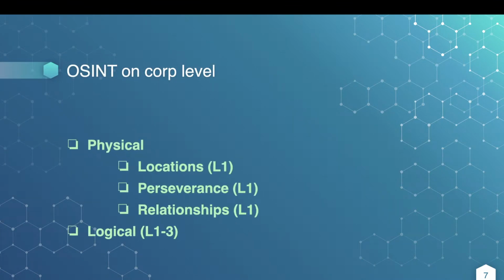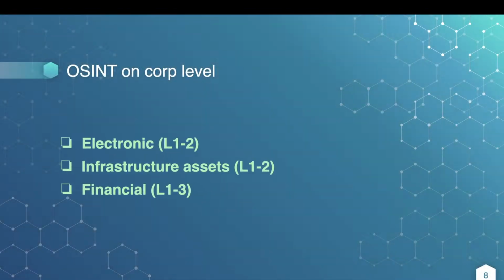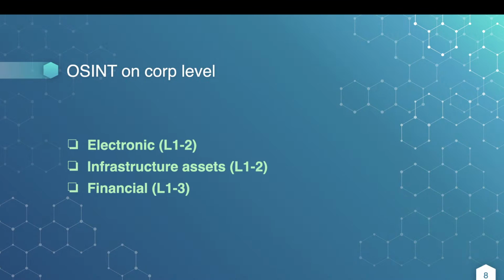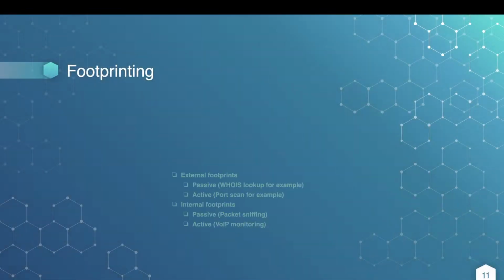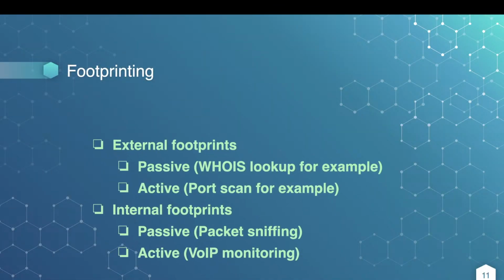So level 1, physical, your locations, relationships. This is OSINT on corporate level. Your logical level, that's spread over level 1 to 3, of course. Your electronic level over level 1 to 2. Your infrastructure assets over level 1 to 2, etc. On the individual level, covert gathering on or offsite, footprinting.